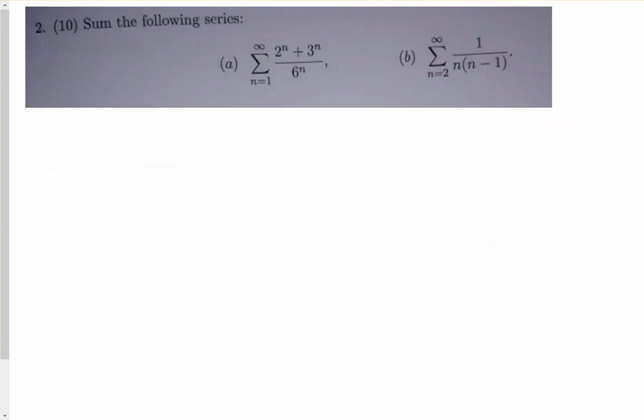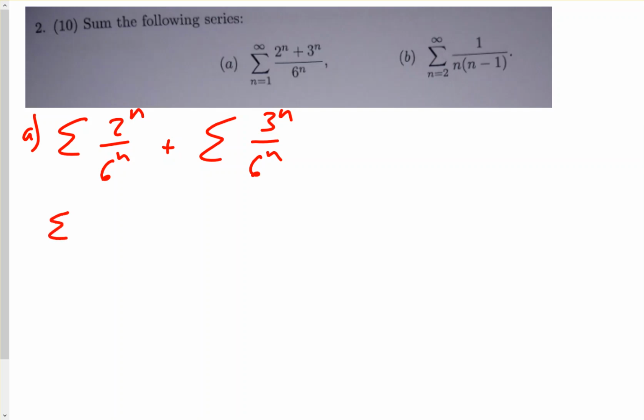All right, let's take a look at number 2. In number 2, we could split this apart. We're looking for the sum of the following series. For part A, we could say that this is 2 to the n over 6 to the n plus 3 to the n over 6 to the n. In other words, this is 2/6 to the n, which we could reduce and say this is 1/3 to the n. And then here this will be 3/6 to the n, so that would reduce and say this will be 1/2 to the n.